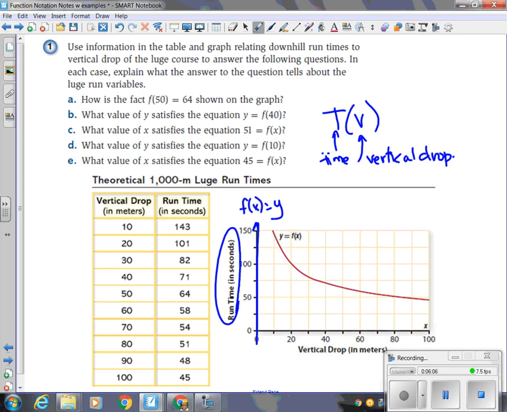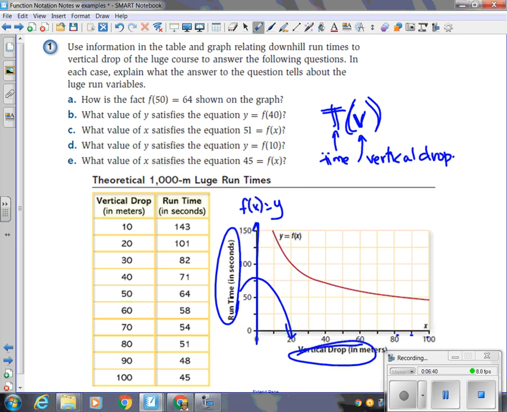Let me say that one more time. Meaning-wise for this graph, my time depends on the vertical drop. If I'm only dropping 10 meters, the time is going to be longer. If I'm dropping 80, 90, or 100 meters, the drop is going to take less and less time. So the time it takes is a function of vertical drop. All right, how is the fact that f of 50 equals 64 shown on the graph?